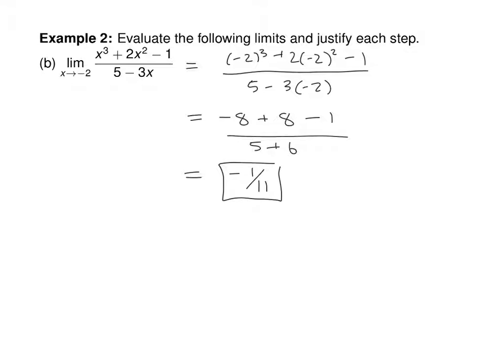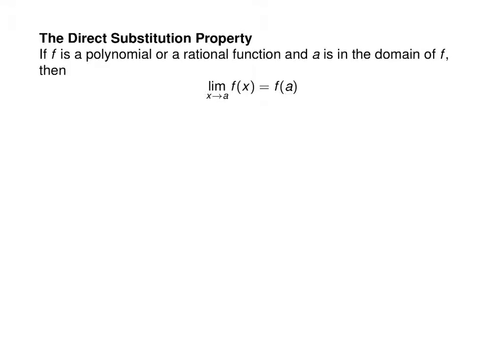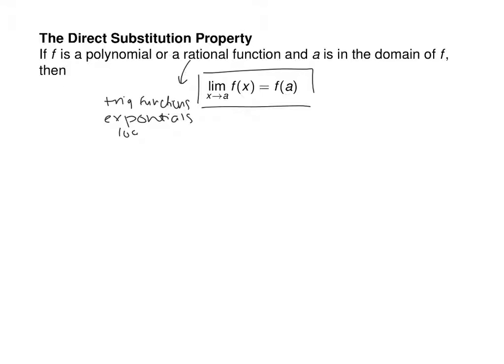Okay? So the harder thing is what happens if the denominator is 0 and what do you do then? So that property that I just stated is called the direct substitution property. If you have a polynomial or rational function, you can just plug the number in. And that's actually true for trig functions, exponentials, logs, all sorts of stuff. As long as you don't do anything illegal or break your commandments, you can just plug the number in.